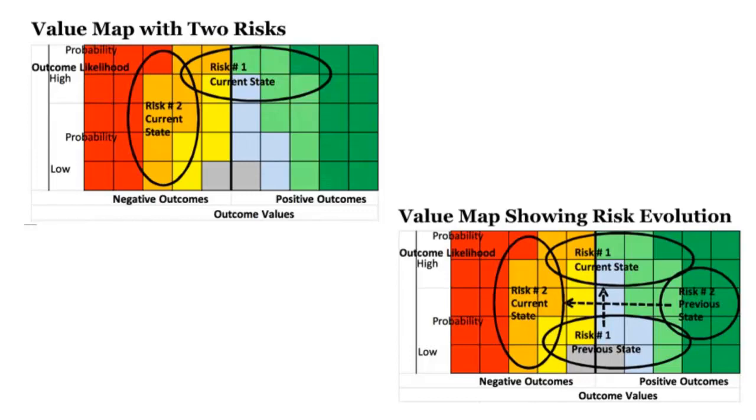It shows the evolution of a risk. Risk 1 begins as a low probability risk and evolves into a high probability risk, while Risk 2 begins as a positive outcome and evolves into a negative outcome. Dynamic uses of a risk map like this may add value to their storytelling ability.